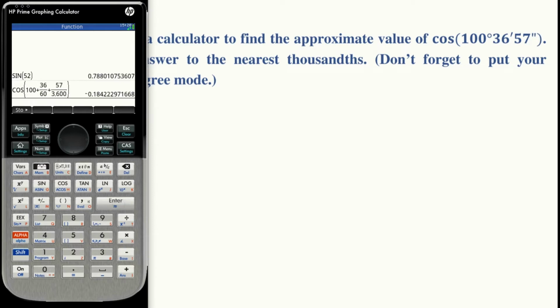This time we want to round to the nearest thousandths, right? So we're going to get negative 0.184 because the thousandths digit is the 4, which is followed by a 2, so we can just keep the 4 and drop the rest. So approximately negative 0.184.